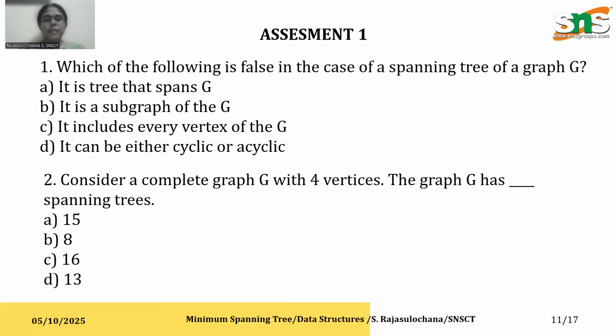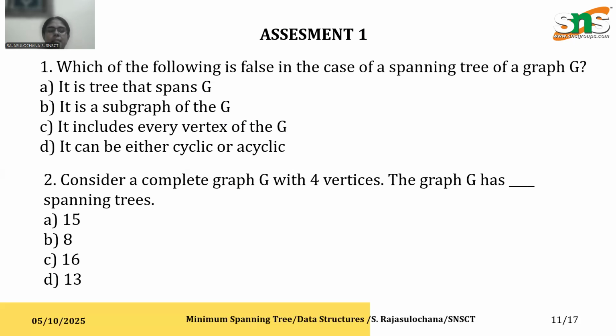So which of the following is false in case of spanning tree? Look at the fourth option. So it is a tree that spans the graph. Yes, it is a tree that spans the graph. And it is a subgraph of the graph. Yes, it is a subgraph. And of course, spanning tree includes all the vertices of a given graph. However, it cannot be cyclic as well as acyclic. So by default, a spanning tree has to be an acyclic graph.